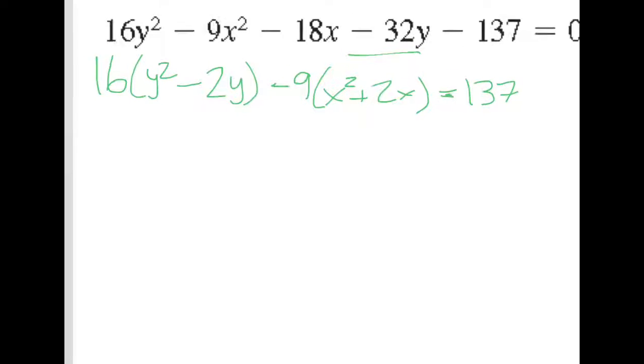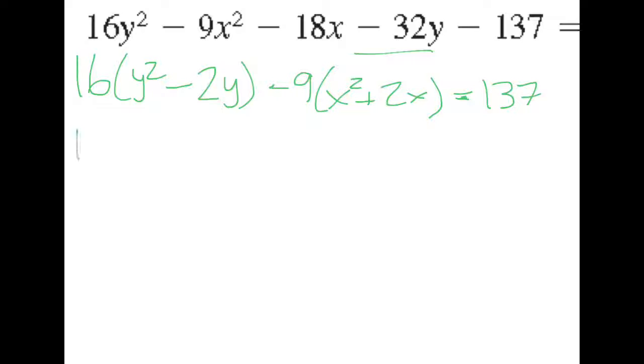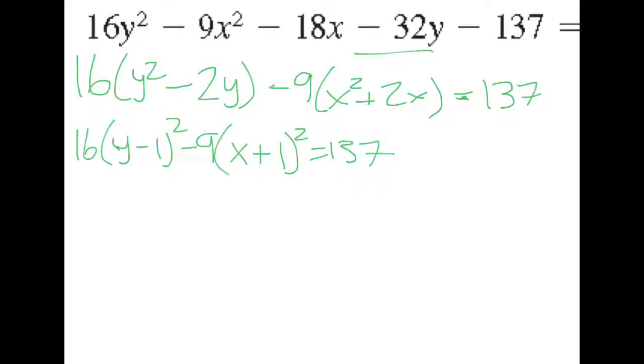So let's complete each square. So 16 times y minus 1 squared minus 9 times x plus 1 squared equals 137. But not just 137, we need to now balance this stuff. So when we completed that square on the y term, we're going to get a 1 squared times 16. So we have added 16 to the left, so add 16 to the right. And on the right, we're going to get a 1 squared times negative 9. So we have subtracted 9 on the left, so subtract 9 on the right.